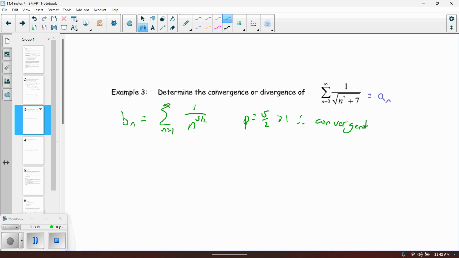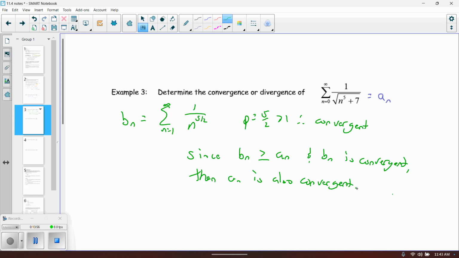And since we know that b sub n is going to be bigger than a sub n, a sub n will also be convergent. So since b sub n is greater than or equal to a sub n, oh, skipped a step, and b sub n is convergent, then a sub n is also convergent. Okay, and that's kind of the steps you want to go through there.